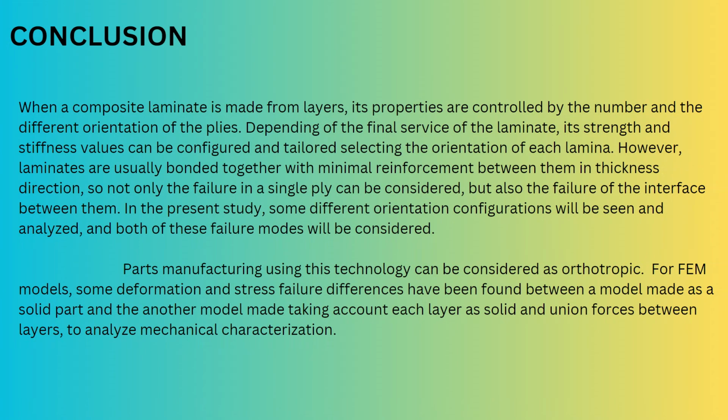Conclusion. When a composite laminate is made from layers, its properties are controlled by the number and the different orientations of the plies, depending on the laminate's final use. Its strength and stiffness values can be configured and tailored by selecting the orientations of each lamina. However, the laminates are usually bonded together with a minimum reinforcement between them in the thickness direction. So not only the failure in a single ply can be considered, but also the failure of the interface between them.